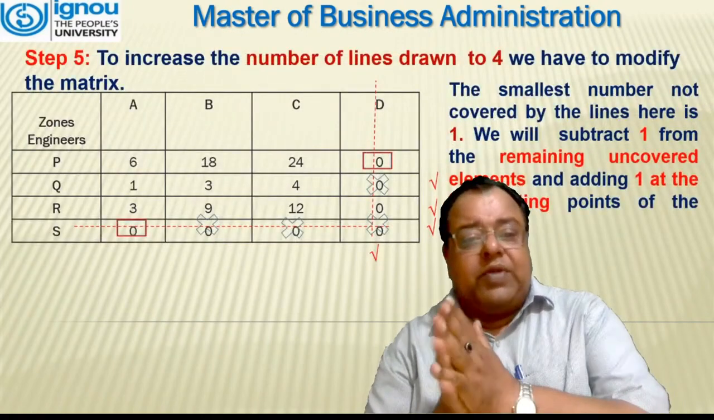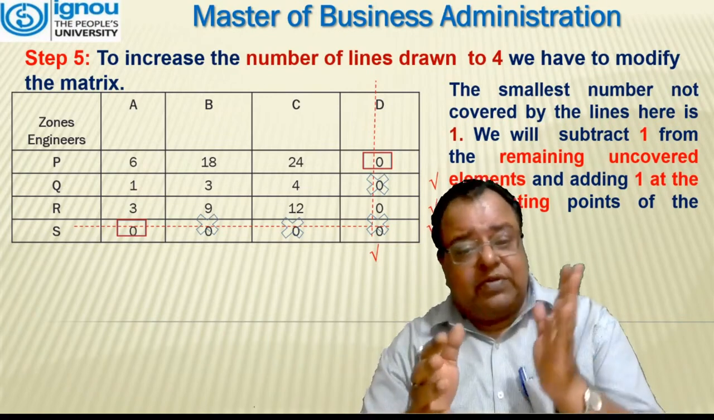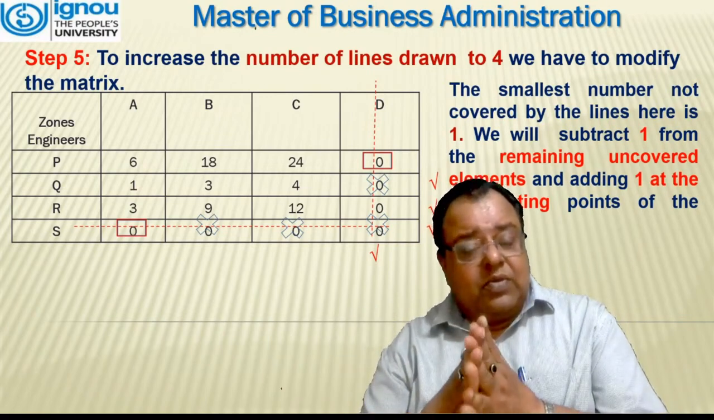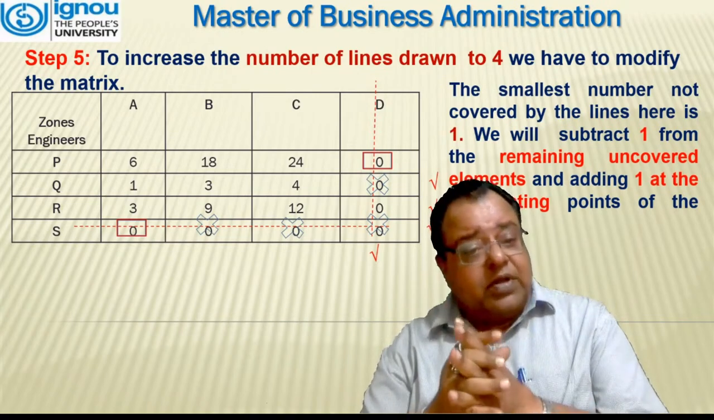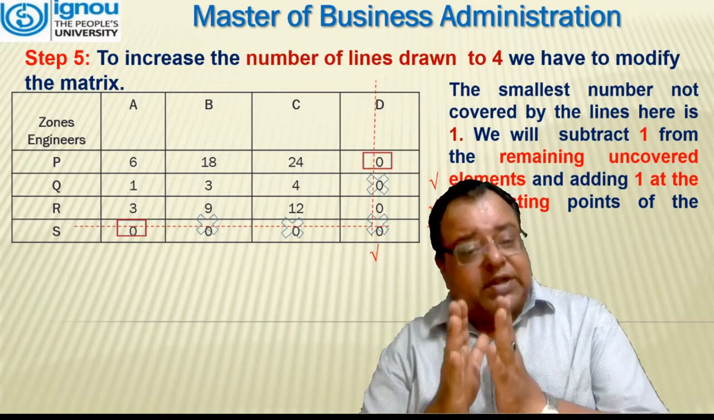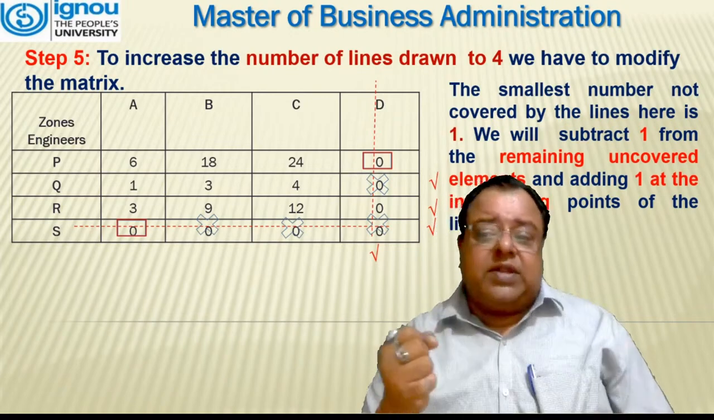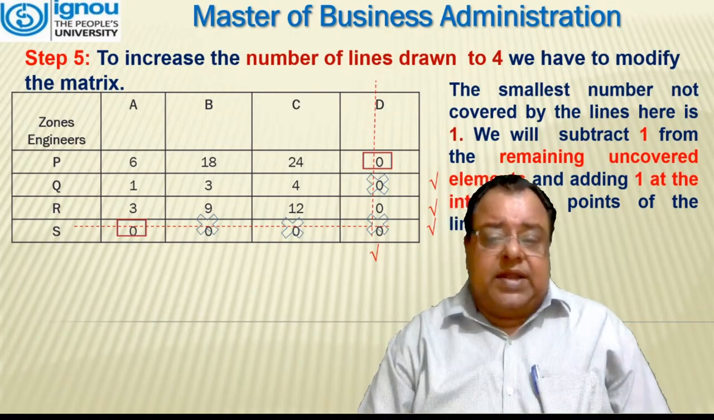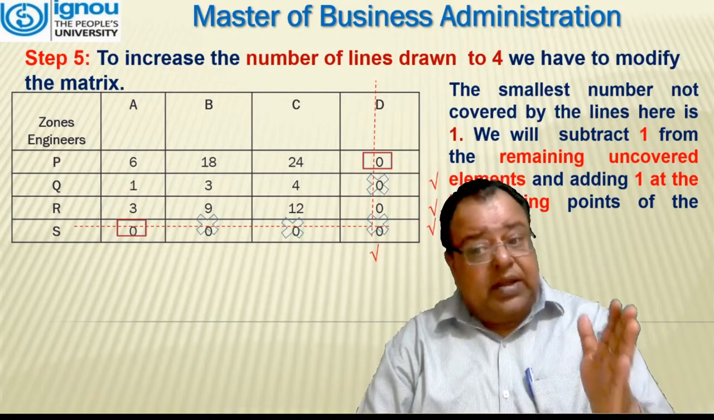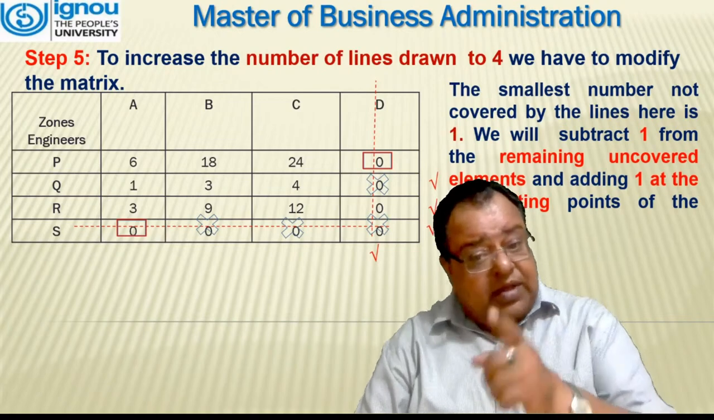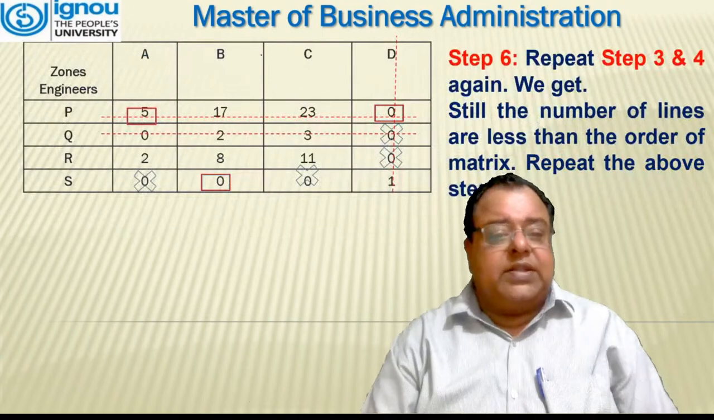Now, to increase the number of lines to 4, we have to modify the matrix because we are having two lines, and we have to have minimum of 4. Which is the smallest element? We can see in this problem it is 1. The smallest number not covered by the lines here is 1. We will subtract 1 from the remaining uncovered elements and add 1 to the intersecting point of the lines. We get this matrix.